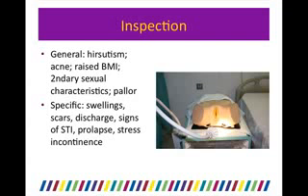Moving on to the perineal area, look specifically for swellings, scars of previous gynecological surgery or previous childbirth, visible discharge, signs of sexually transmitted infections such as warts, herpes, etc. Visible prolapse. If a prolapse is not visible and the patient has complained of prolapse symptoms, you could ask the patient to strain down to see if this makes something more visible to you.